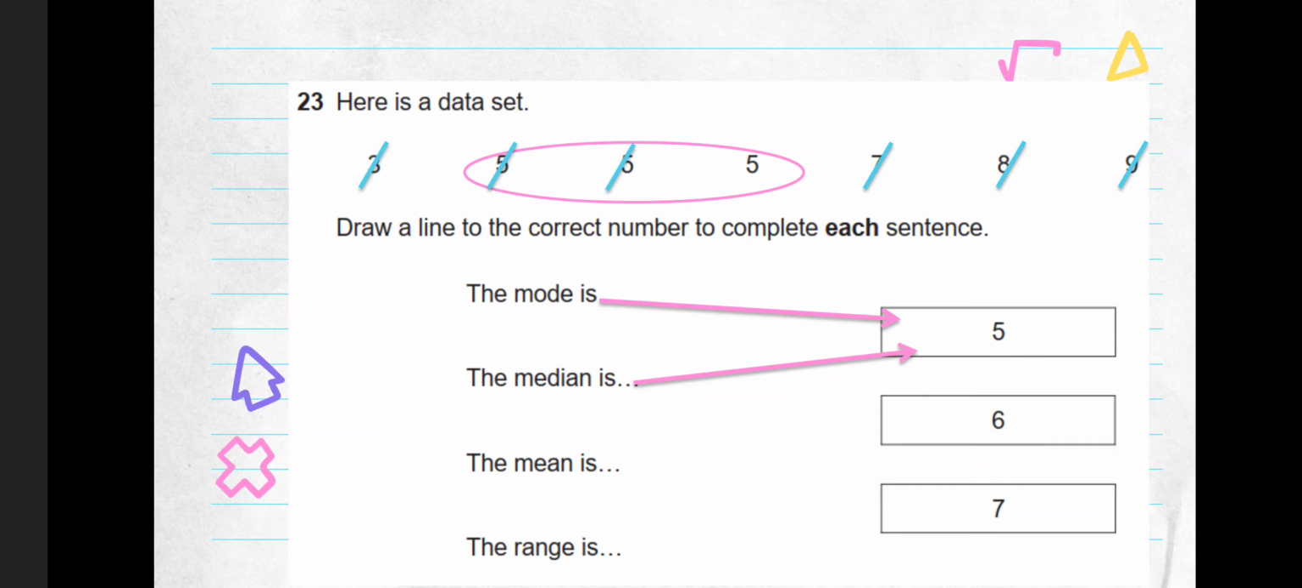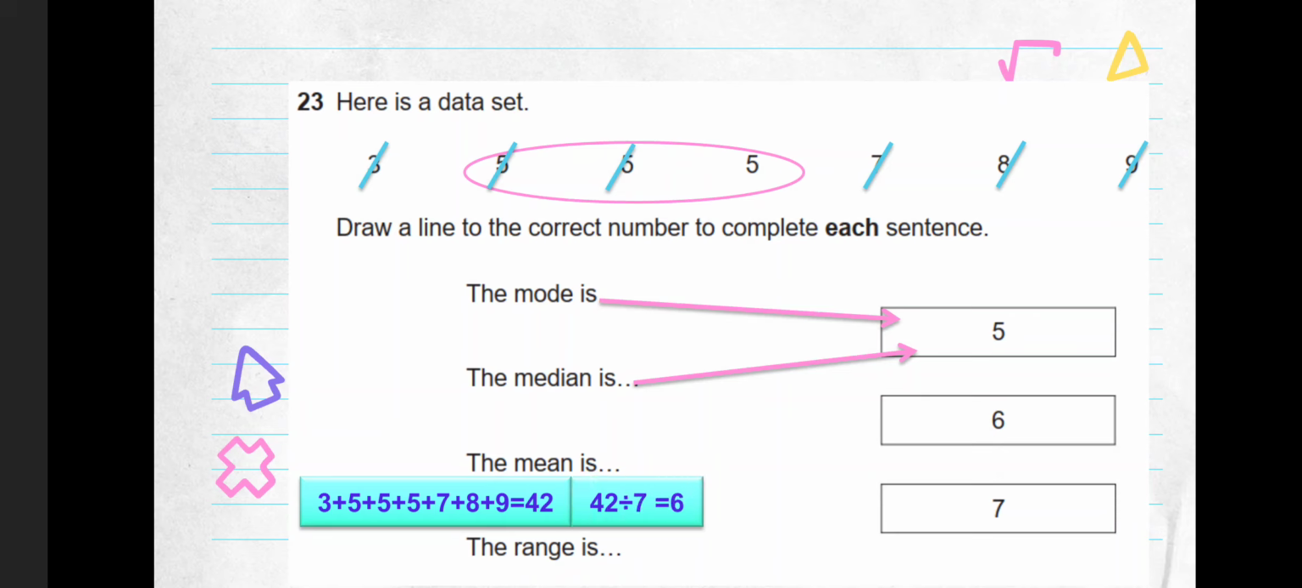What about the mean? In the mean, we need to add all the numbers together. 3 plus 5 plus 5 plus 7 plus 8 plus 9 equals 42. And divide by the count of the numbers. 42 divided by 7 will be 6. So the mean is 6.